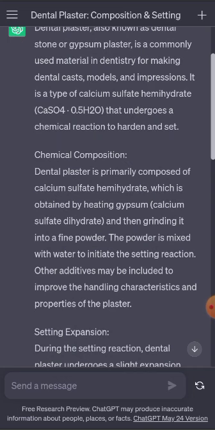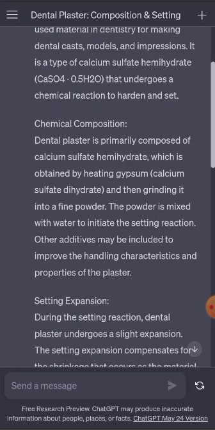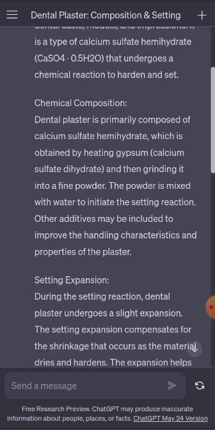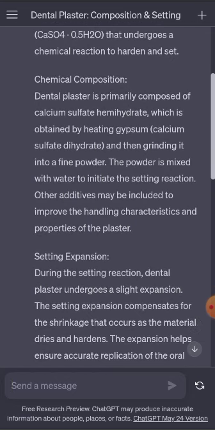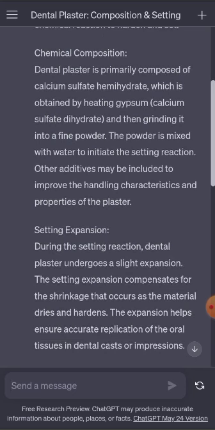Dental plaster is primarily composed of calcium sulfate hemihydrate, which is obtained by heating gypsum, calcium sulfate dihydrate, and then grinding it into a fine powder. The powder is mixed with water to initiate the setting reaction. Other additives may be included to improve the handling characteristics and properties of the plaster.